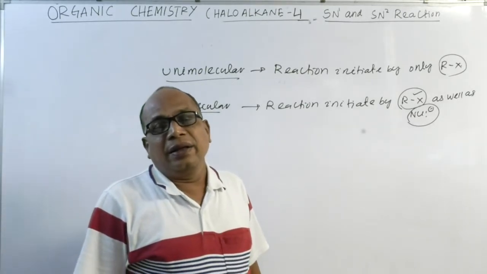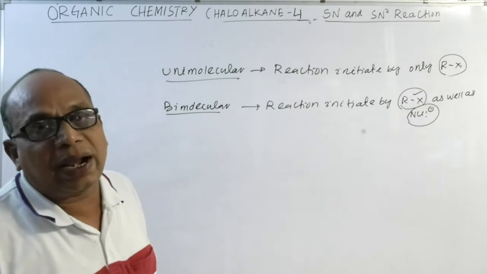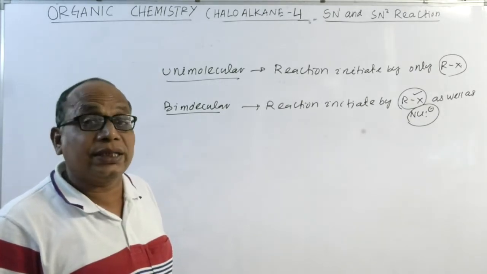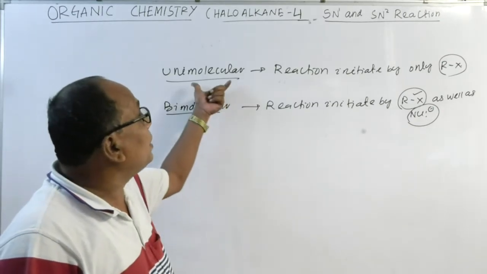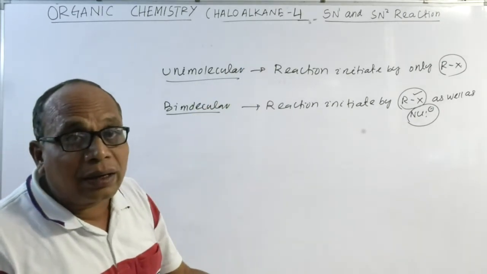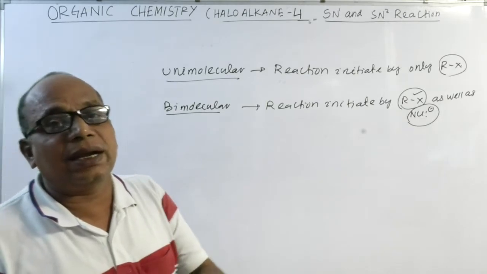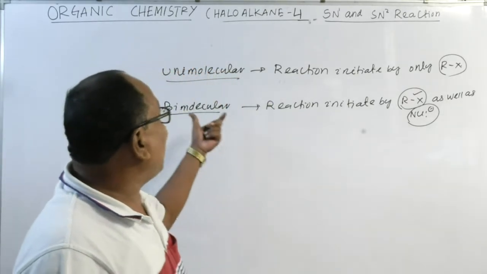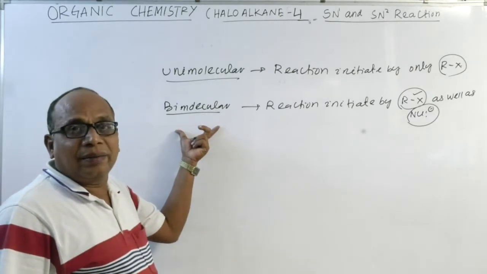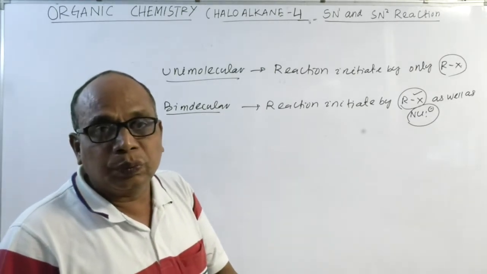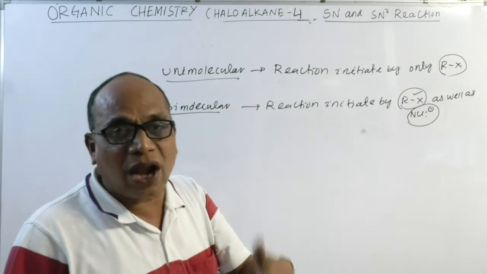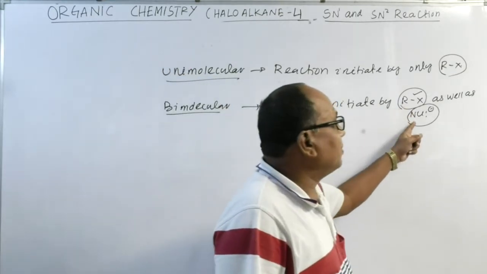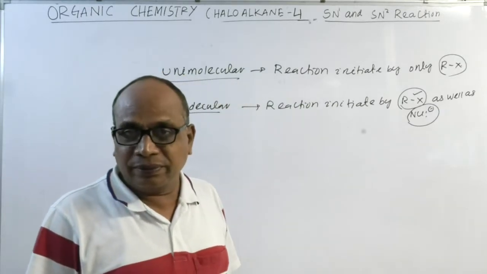I think you know molecularity means the number of reacting species required to initiate the reaction. In the case of a unimolecular reaction, the molecularity is 1, meaning the reaction is initiated by only one reacting species. When you say bimolecular reaction, the molecularity is 2. The reaction starts with the alkyl halide as well as the nucleophile.